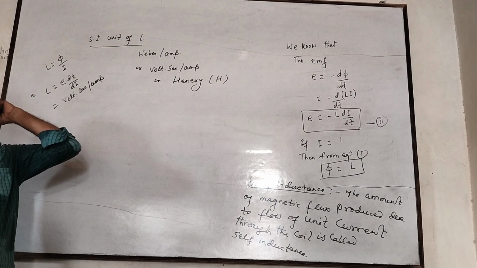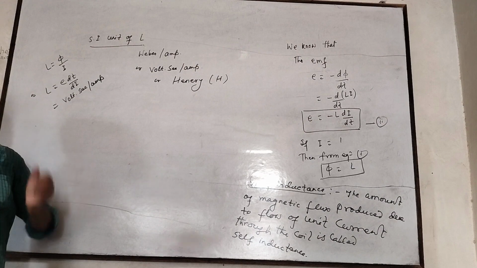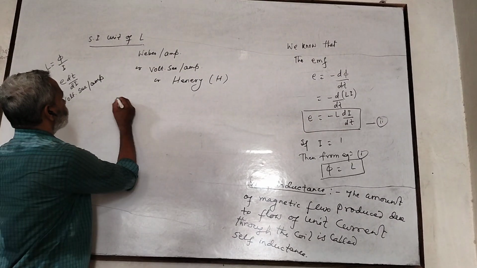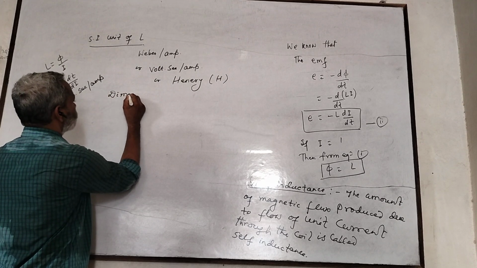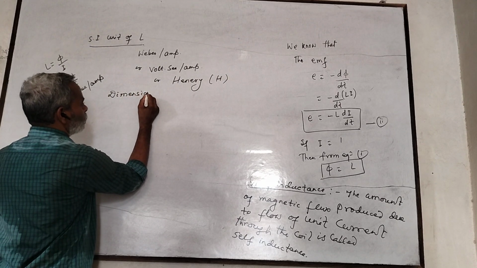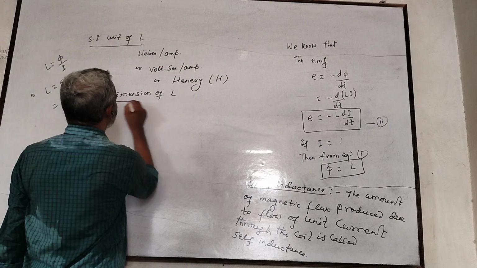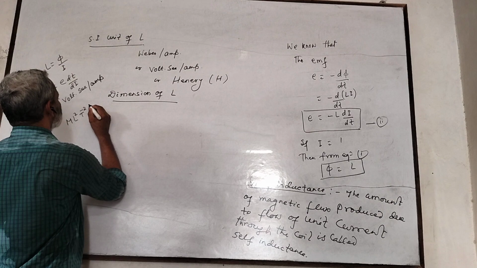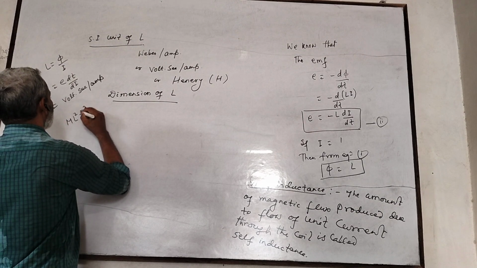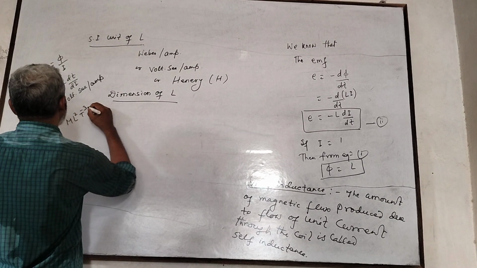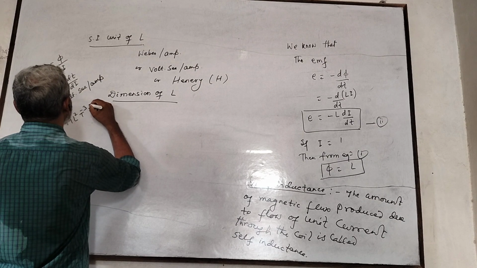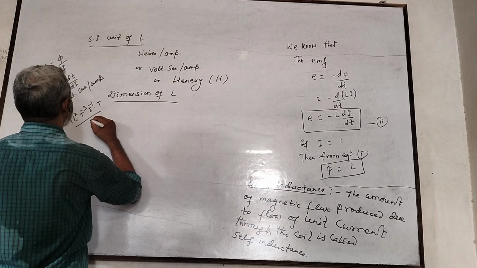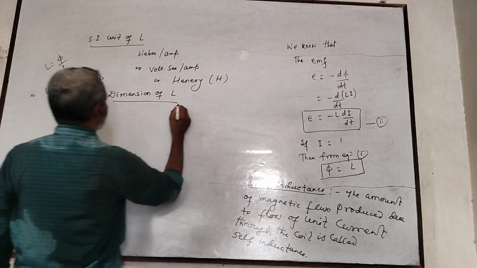Dimension of L. Dimension of volt is ML2 T minus 3 I minus 1, and second is T, and ampere is I. So the dimension of L is ML2 T minus 2 I minus 2.